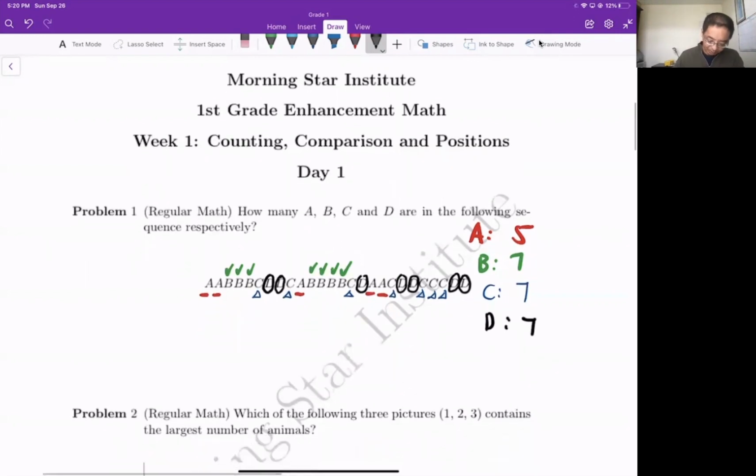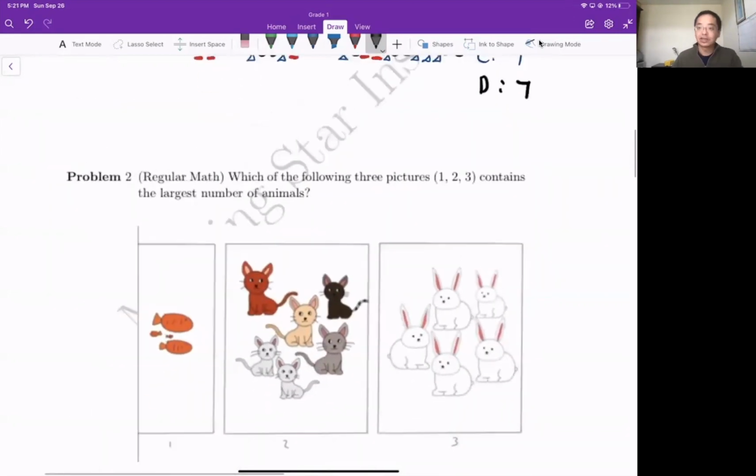Okay, problem number 2. This is also a regular math question. Here we have 4 pictures. Each picture has a certain number of animals. What we need to do is find the picture that has the most animals. All we need to do is just count one by one.